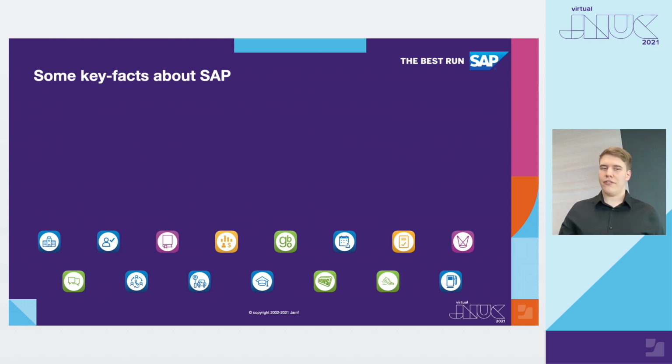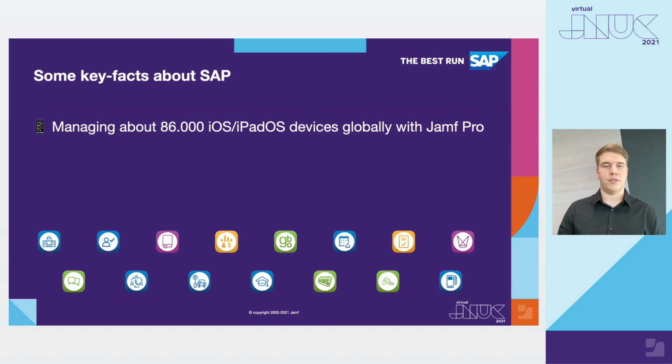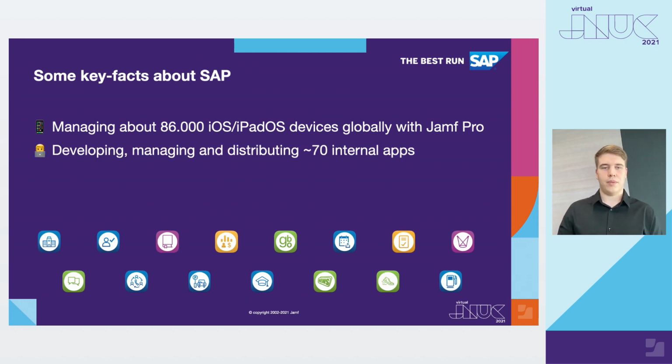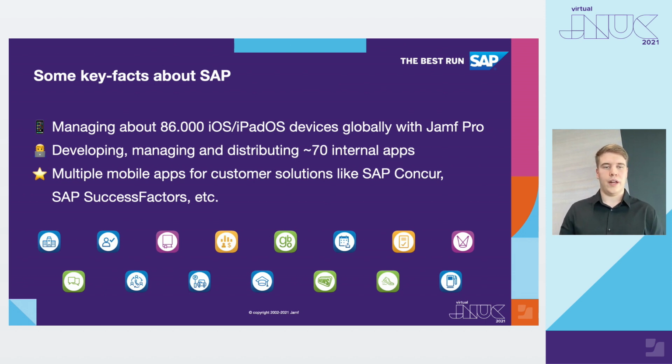But before we start, some key facts about SAP. Some of you may know SAP, since we've been part of Jamf Nation a while now. We are currently managing around 86,000 iOS and iPadOS devices globally with Jamf Pro. As already mentioned, we are also developing, managing, and distributing around 70 internal applications. You can see them below. There are just some examples, of course. And with them, we also have mobile app solutions for customer systems, such as SAP Concur or SAP SuccessFactors.